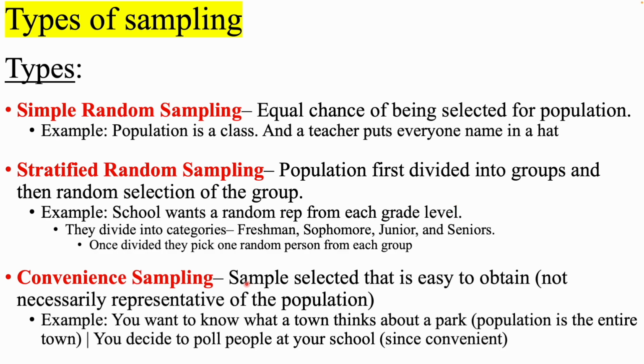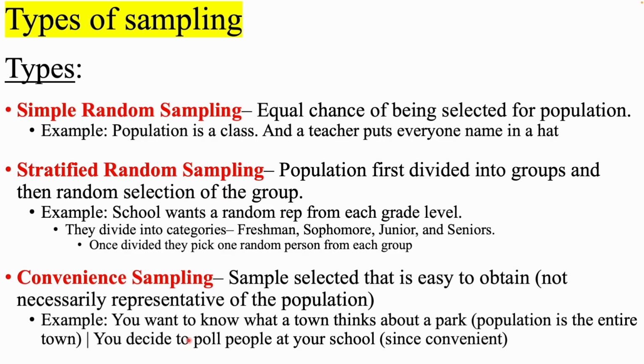Convenience sampling isn't the best, and that's why the name is called convenience. It's easy on you. It's easy on the researcher. So it's a sample selected that is easy to obtain, not necessarily representative of the population. So it could be you want to know what a town thinks about a park. You want to know what the entire town thinks. So the population is the entire town. You decide to poll only people at your school because that's convenient.